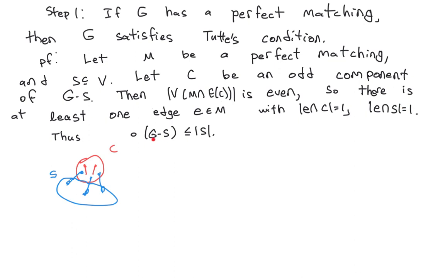Since these edges come from the matching, for distinct odd components, say another odd component C prime, we found there's an edge with one endpoint in C prime and one endpoint in S. It must be the case that these endpoints are distinct, as otherwise you would have edges that intersect, contradicting the fact that we have a matching. And thus, for every odd component, we can associate it to a distinct vertex in S. And therefore, the number of odd components is at most the size of S.